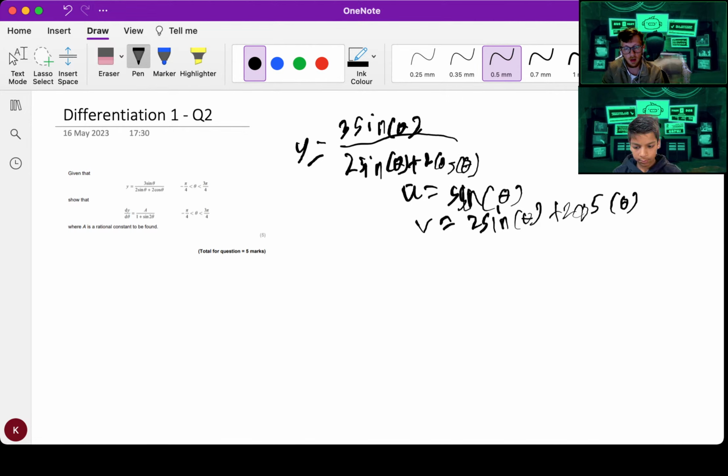I think with some of the polynomial ones, where you have a polynomial in the numerator and denominator, then maybe the product rule is easier. But because we've got those trig functions in there, it's definitely easier to use the quotient rule.